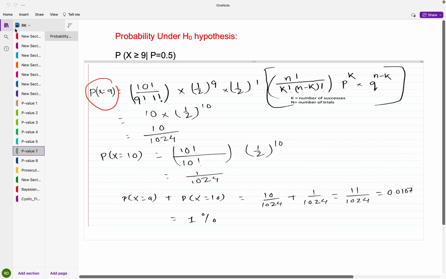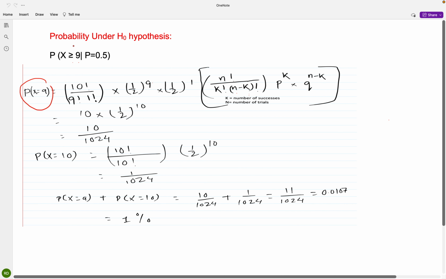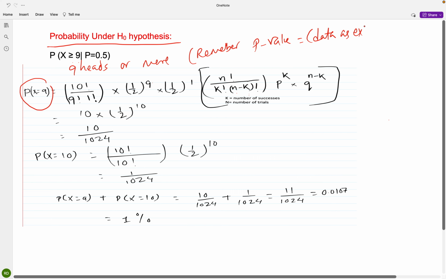Here, what is the probability under the null hypothesis of getting 9 heads or more? Remember, p-value is the probability of data as extreme as or more extreme, given the null hypothesis is true. So it is asking what is the probability of getting 9 heads or more heads. That means 9 heads or 10 heads out of 10 total tosses.